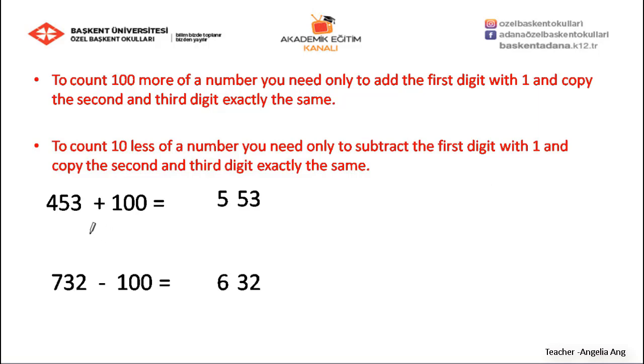To count 100 more of a number, you need only to add the first digit with 1 and copy the second and third digit exactly the same. Look at this example. 453 plus 100. You copy the last two digits, which is 53, and add 4 with 1 equals to 5. So the result is 553.